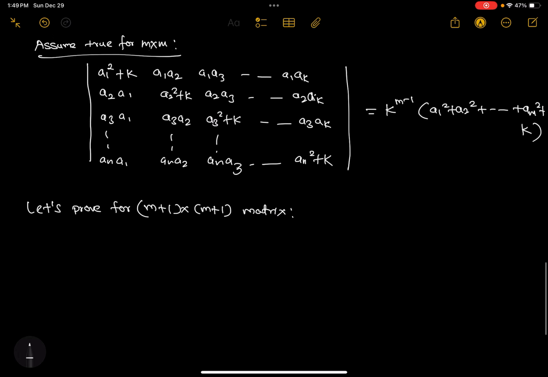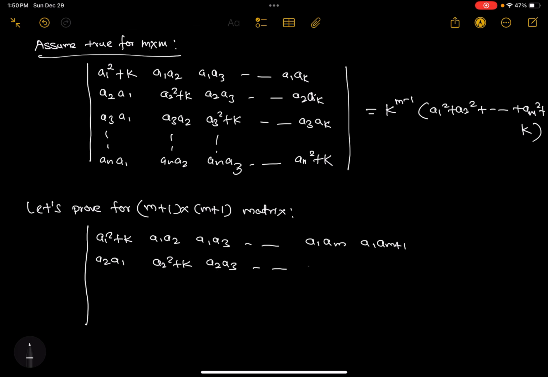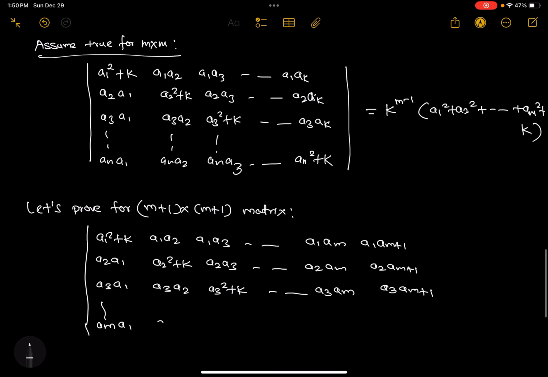So now let's see. Over here, let me write the matrix. a1 square plus k, a1 a2, a1 a3, all the way up to a1 am, and then a1 a(m+1). Then a2 a1, a2 square plus k, a2 a3, all the way up to a2 am and a2 a(m+1). Then a3 a1, a3 a2, a3 square plus k, all the way up to a3 am and a3 a(m+1). And there's am a1, am a2, am a3, all the way up to am square plus k, am a(m+1), and the last row is a(m+1).